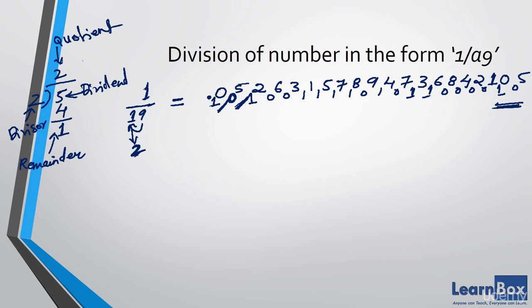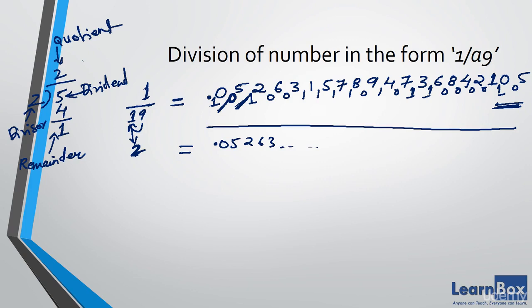So this method is slightly more difficult to understand than the previous method, but you can see you don't have to go all the way to write the answer. If you want to write the answer in just 4 or 5 decimal point accuracy, you can just write 0.05263 and that would be the answer of 1 by 19. Let's take a look again at how this method is working.